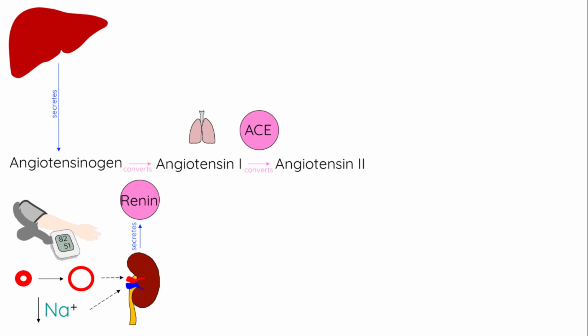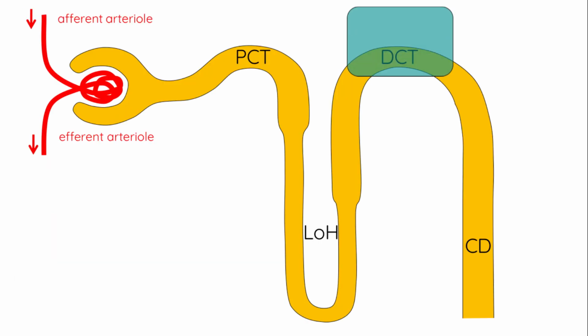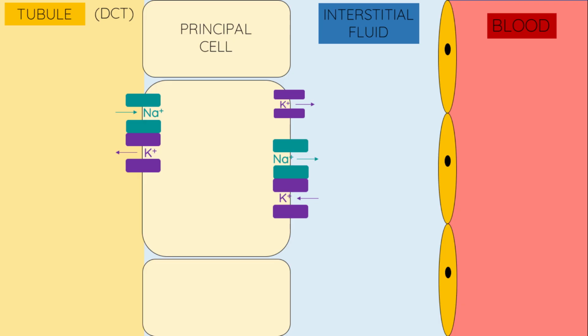So, ACE produces angiotensin-2, which has many effects, which ultimately aim to increase blood volume or blood pressure. The main effect angiotensin-2 has is promoting the secretion of aldosterone from the adrenal cortex. Aldosterone is a steroid hormone which acts in the kidney, specifically on principal cells located in the distal convoluted tubule of the nephron. These are tubular cells which regulate how much sodium is reabsorbed into the blood and how much potassium is excreted out into the tubule to be eventually excreted in the urine.